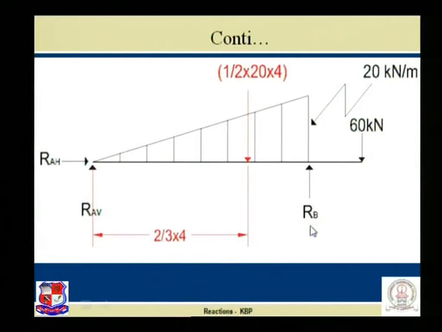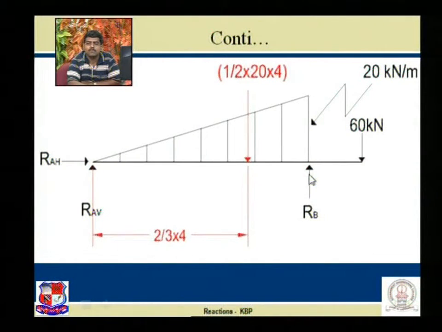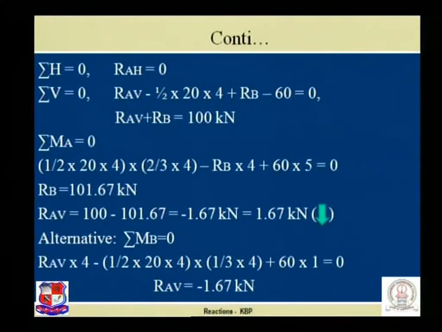Moment at B: RB into 0 is 0, but this 60 creates a certain moment which is clockwise in nature. So 60 into 1 plus 60 into 1 is equal to 0. So we achieve RAV as minus 1.67, and the minus sign indicates that our assumed upward direction of RAV is wrong. The actual direction of RAV is downward. So if the sign comes out negative, only then we have to comment that our assumed direction is wrong.